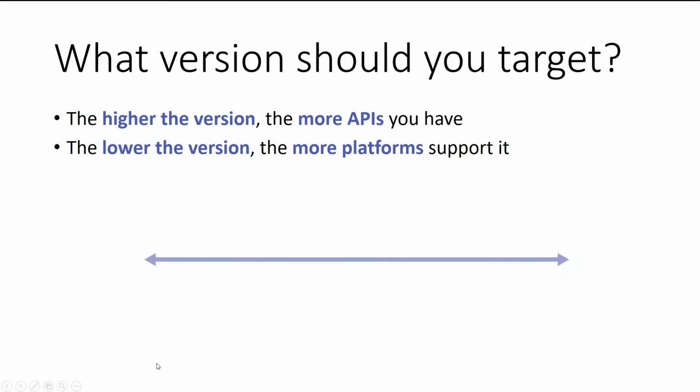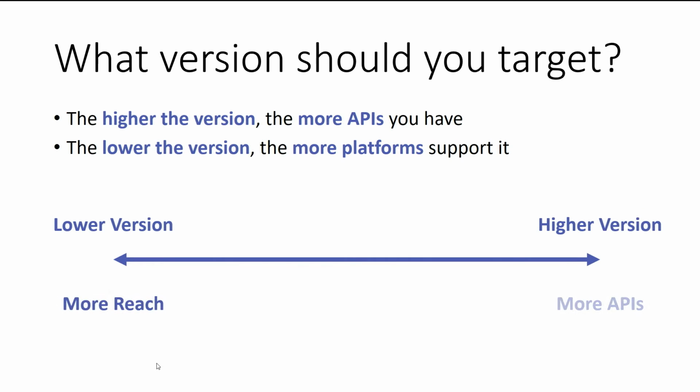So then the next question often is, okay, how do you decide? Basically it's a trade-off. The higher the version number of the standard is, the more APIs you have. The lower the version of the standard is, the more reach you have, because more platforms support that particular version. Which is kind of intuitive, but it's still worth pointing out because people get confused about that.